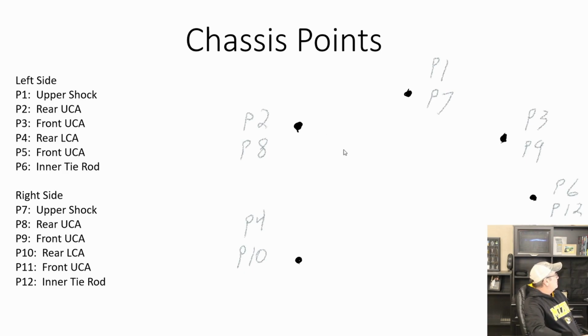So we have point 3 is the front upper control arm. Point 2 is the rear upper control arm. Point 1 is the upper shock mount. Point 5 is the front lower control arm. Point 4 is the rear lower control arm. And then point 6 is the inner tie rod. And then those same numbers for the left and the right side.